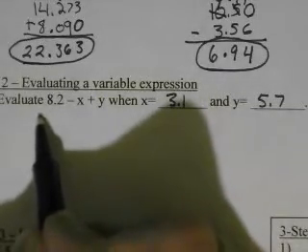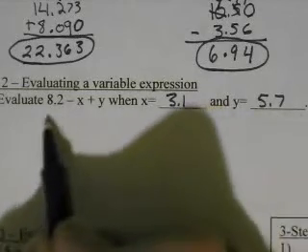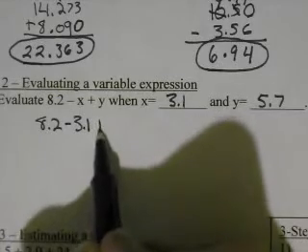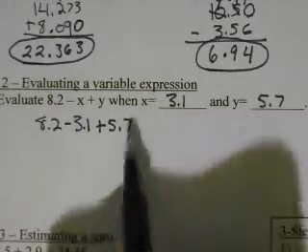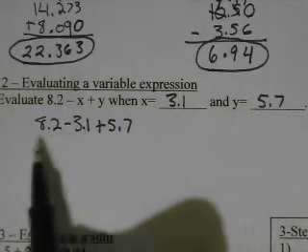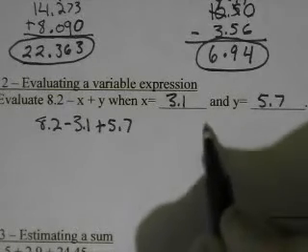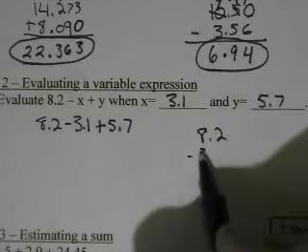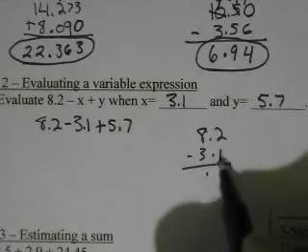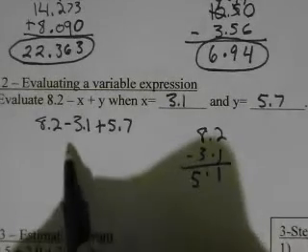So I'm going to start by writing down the problem, substituting my numbers in for my variables. 8.2 minus 3.1 plus 5.7. So you have to do left to right. I'm going to do this subtraction first. So maybe off to the side of your paper, 8.2 minus 3.1. Nice and easy. You don't even have to borrow. 2 minus 1 is 1, and 8 minus 3 is 5.